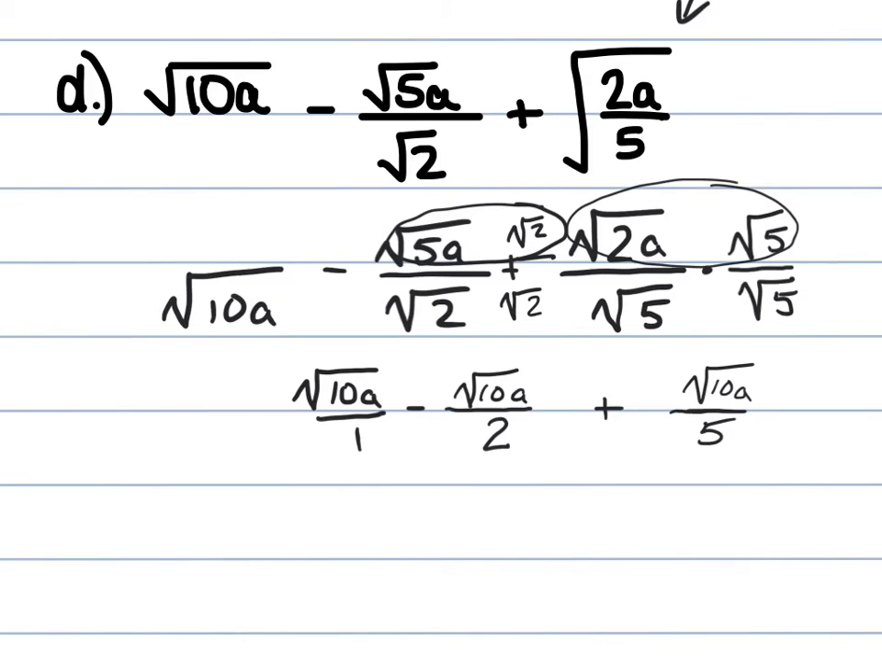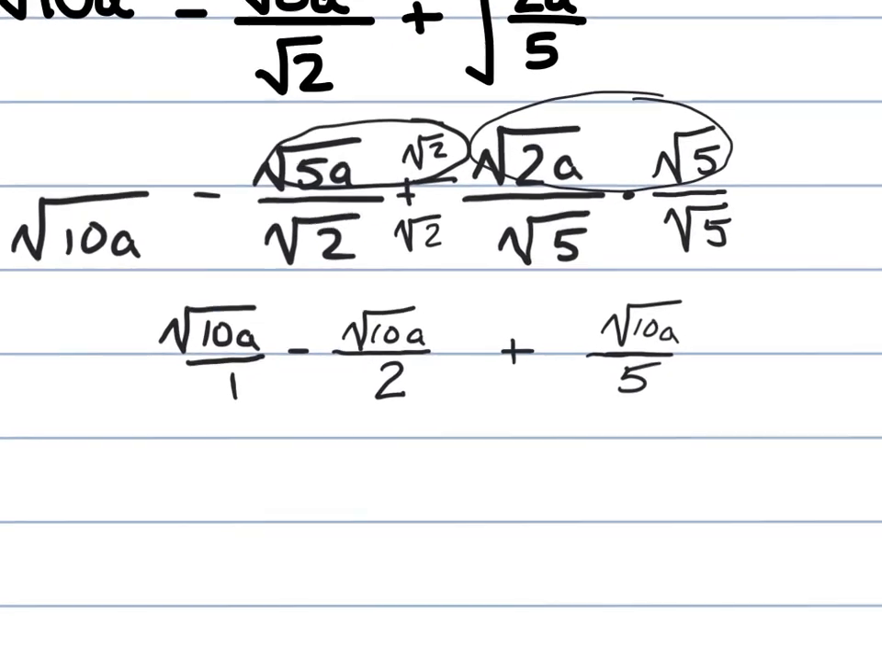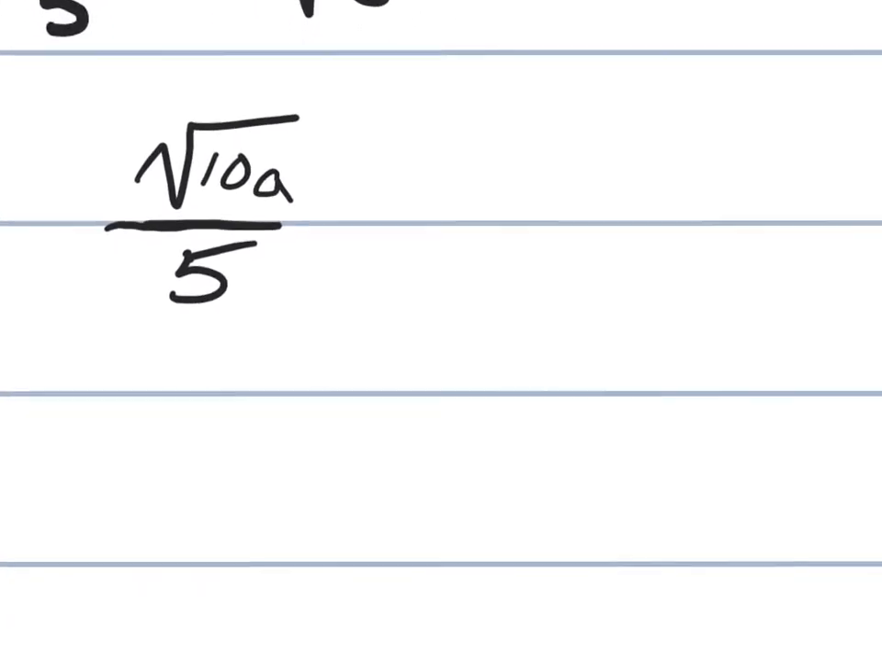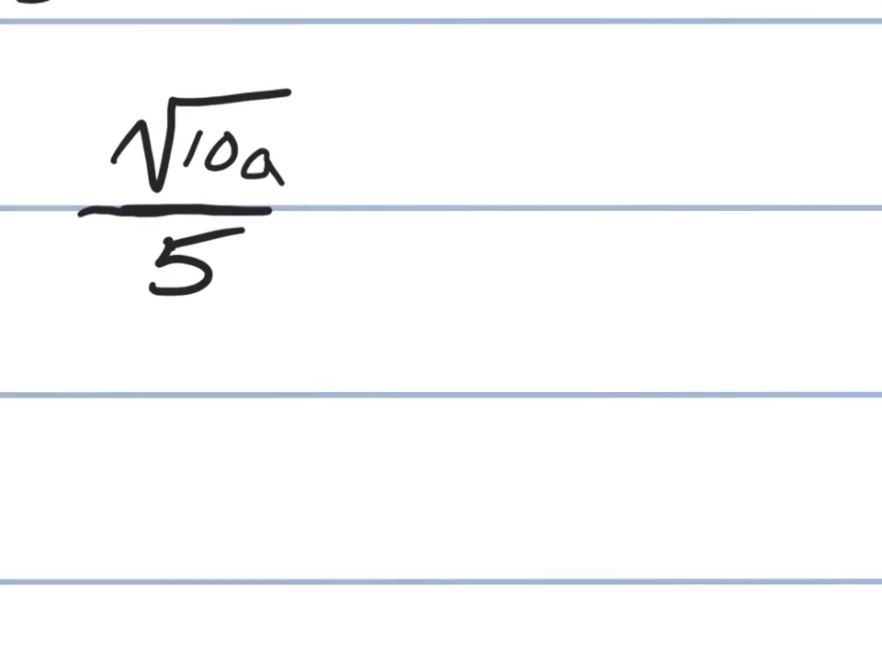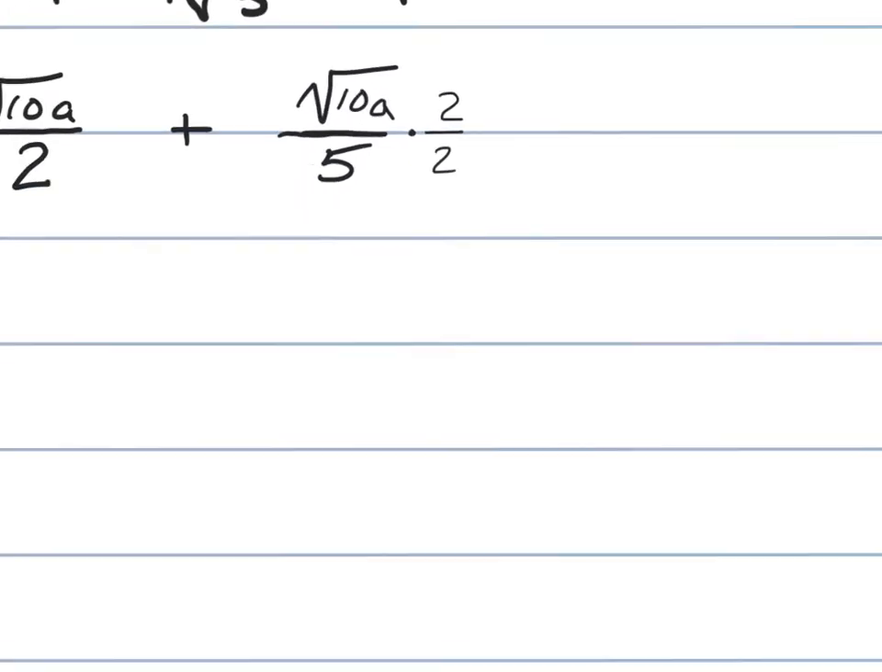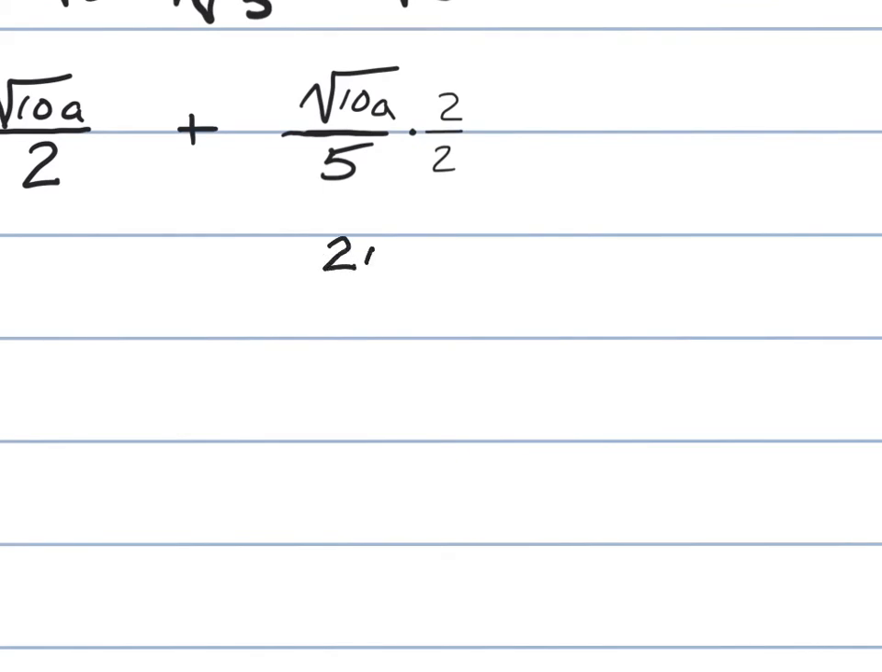Now, can I combine those fractions? Why not? We need a common denominator. What is a common denominator for 1, 2, and 5? 10. So I need everything to have a 10 in the denominator. Let's go back here. What do I need to multiply the top and bottom by to turn this into a 10 in the denominator? Okay, I'm going to multiply the top and bottom by 2. And what we're going to get is 2 times the square root of 10a over 10. I'm just working backwards. I don't know why I chose to go that way.